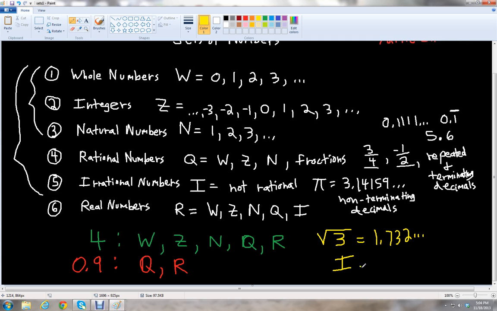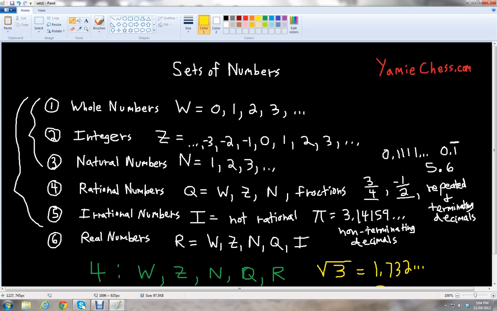And then finally, since it's an irrational number, we also know it's a real number too, right? Because real number is all of these sets, any of those sets. So the square root of 3 is an irrational number, and it's a real number. Okay, so those are the sets of numbers, and just a few examples to go over, just to give you an idea of how to classify numbers into their sets.